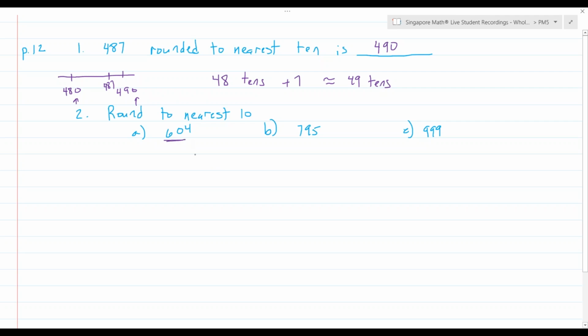I like to think of this as 60 tens plus 4, so it would be about the same as 60 tens. This is 79 tens plus 5. That's about the same thing as 80 tens. The last number is 99 tens plus 9, so that's going to round to be 100 tens. Now notice on part A, I said 60 tens, that's the same thing as 600. 80 tens is the same thing as 800, and 100 tens is of course the same thing as 1,000.